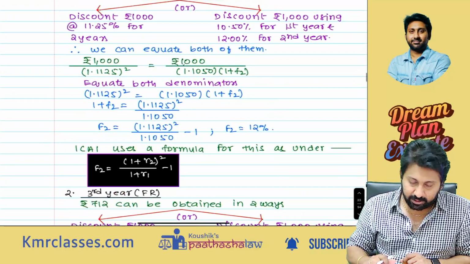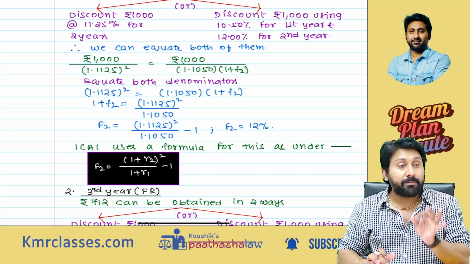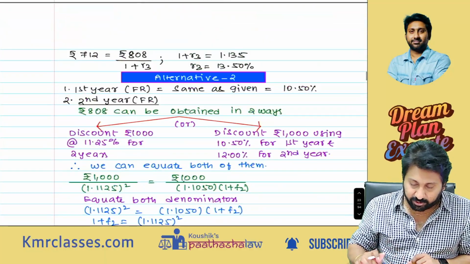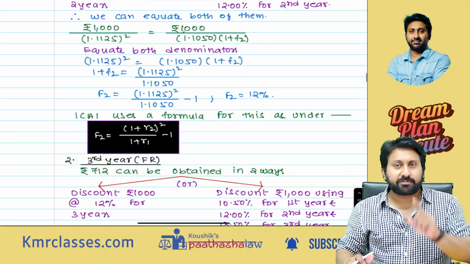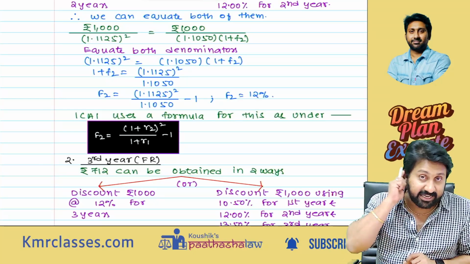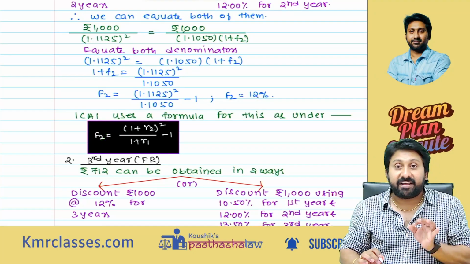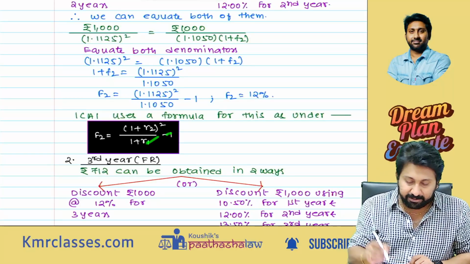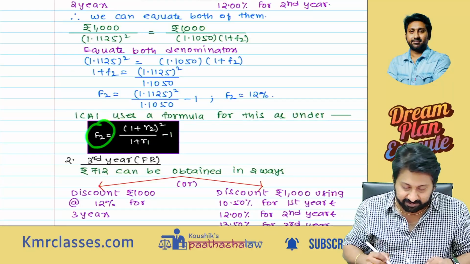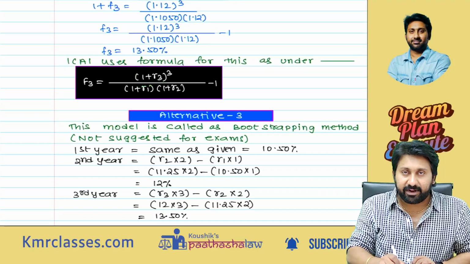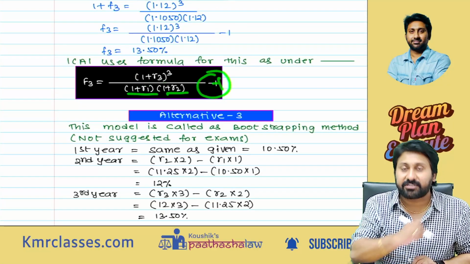Next, if a zero coupon bond is given in the question and they ask you to calculate the forward rate. F1, the forward rate for year 1, is the YTM rate itself. F2, F3 change. F2 equals (1 plus R2, the rate given for year 2) whole square, divided by (1 plus R1), minus 1. What is F3? F3 equals (1 plus R3) cube, divided by (1 plus R1) into (1 plus R2), minus 1.